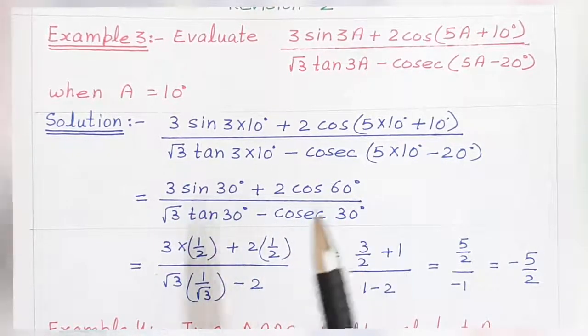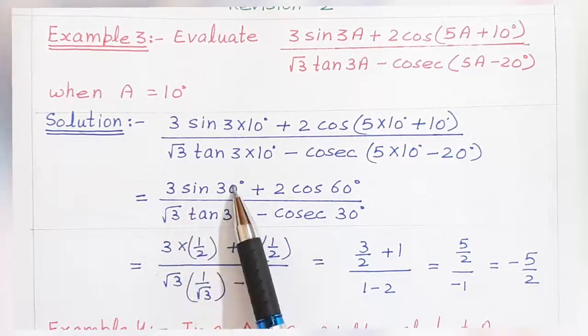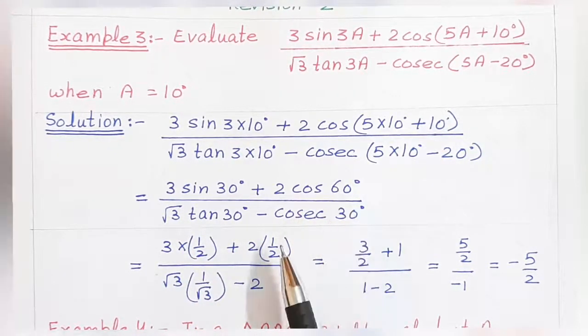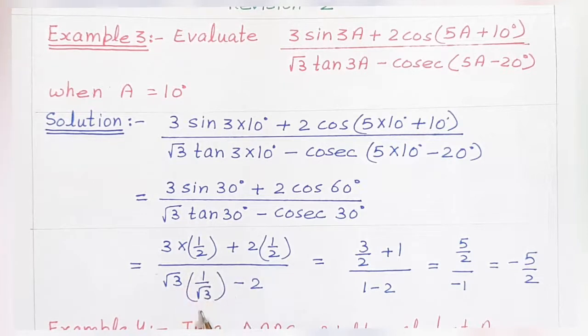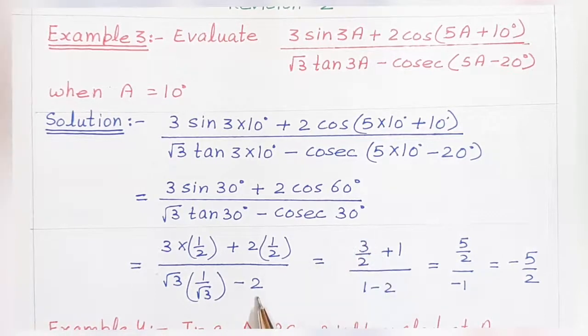So, now let us substitute the values of sine 30 degree. Now sine 30 degree we know that is 1 by 2, that is half. Cos 60 degree is also 1 by 2. Now tangent 30 degree is 1 upon root 3. And cosecant 30 degree is 2. Now let us solve this. So here, after solving this, the answer is minus 5 upon 2. Clear?